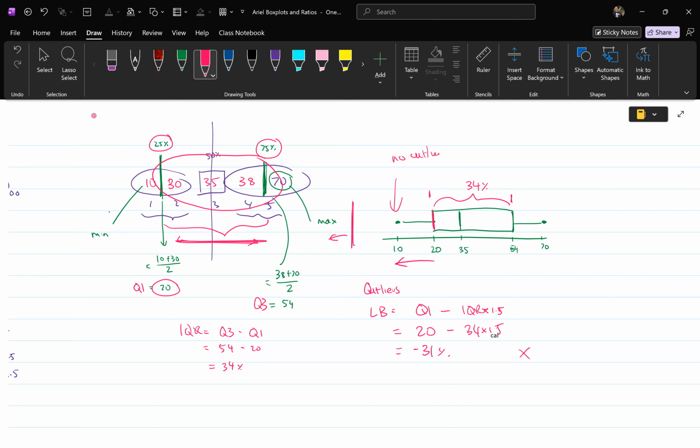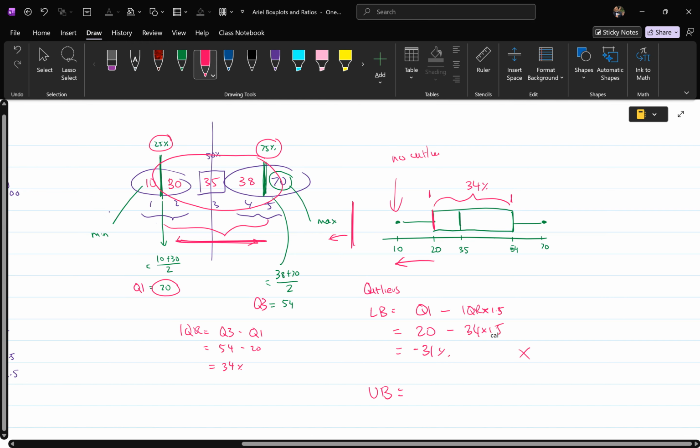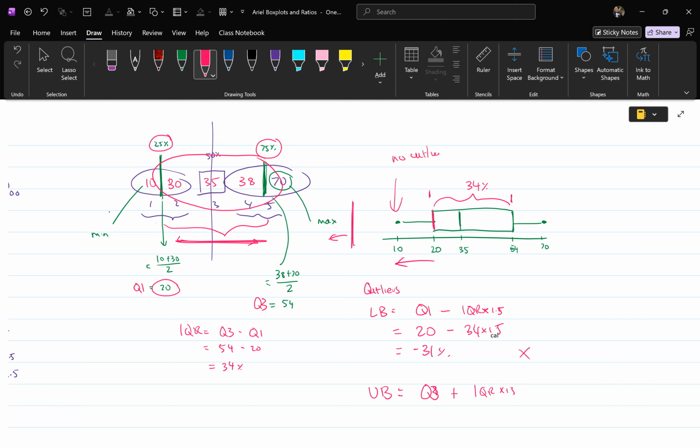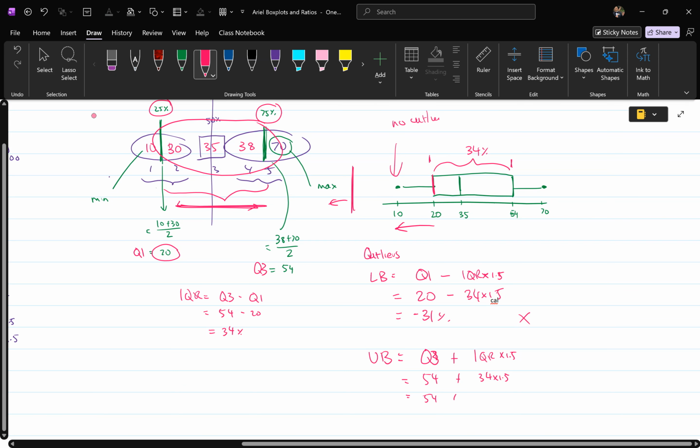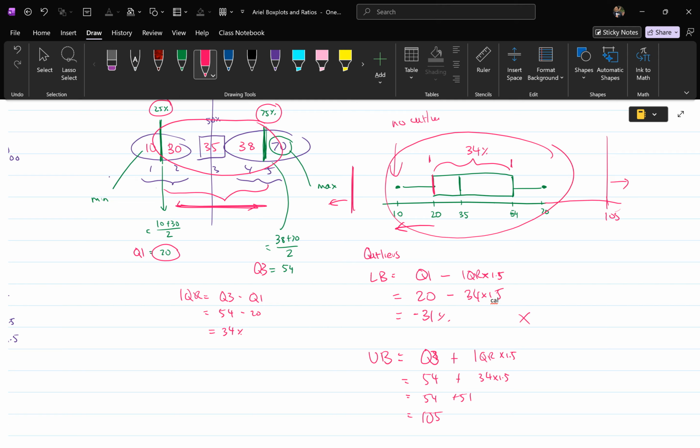And then you check the top end, so the upper boundary. It's Q3 plus IQR times 1.5. Same thing, Q3 was 54, and you're adding 34 times 1.5. And we already know 34 times 1.5 was 51. So 54 plus 51 is now 105. Again, someone has to score beyond 105. They have to pass 105 in order to be considered an outlier. So in this case, no outliers, and that's your box plot.